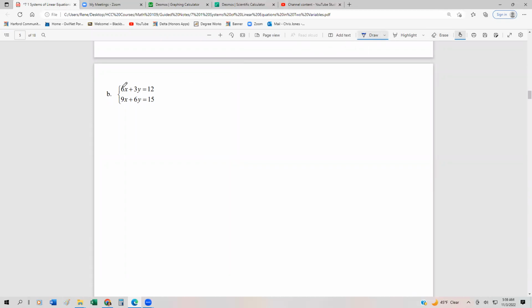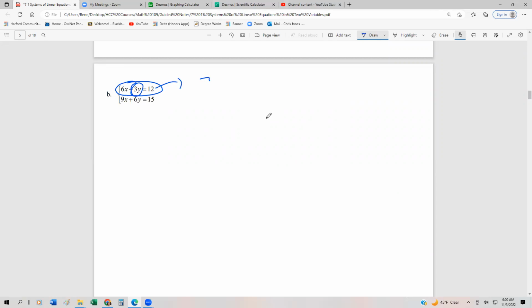So we have 6x minus 3y equals 12, 9x plus 6y is equal to 15. Let's start by solving the first equation. What I always do is take a look at the variable that has the smaller coefficient. So in this case, 3y is the smallest coefficient. I could solve either equation, it doesn't matter, but I'm just going to solve the first one.